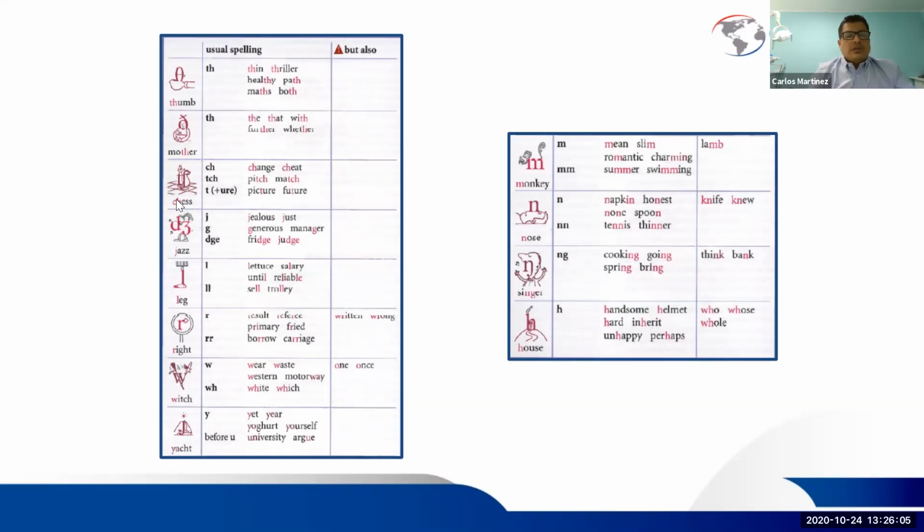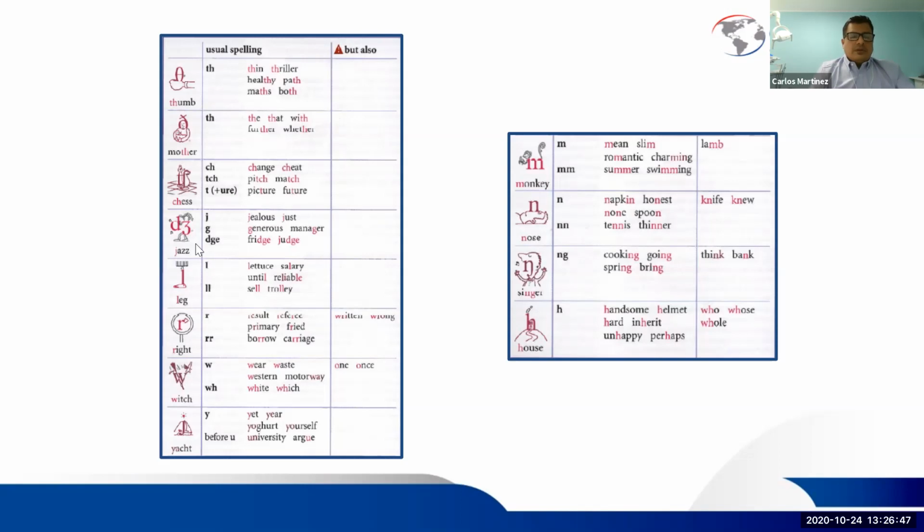Then we have the ch sound. Now this can be pronounced with a ch, with a tch, and t plus the combination ure. So the first ch: change, cheat. Then we have pitch, match. Okay, tch. Then we have t plus ure, like picture, future. So this t is also pronounced like ch when it's before ure: picture, future.